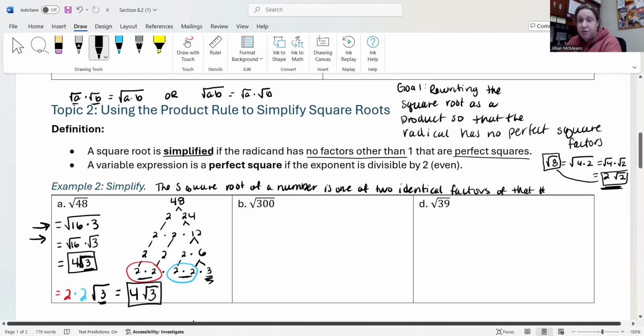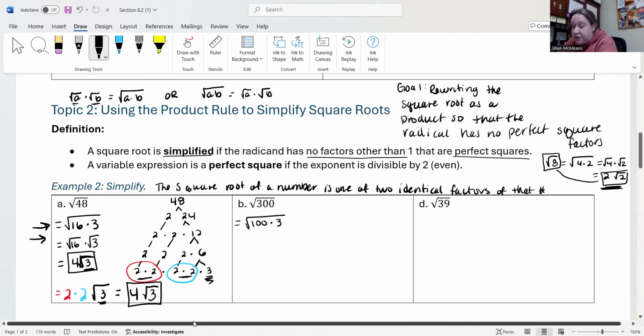Let's look at part B. We'll do the same thing. We'll do it both ways. Okay, so for part B, we have the square root of 300. Now, hopefully you can see that anytime you have something hundred, so 300, 700, 1500, 2500, there's going to be a factor of 100. So we could rewrite 300 as the square root of 100 times 3.